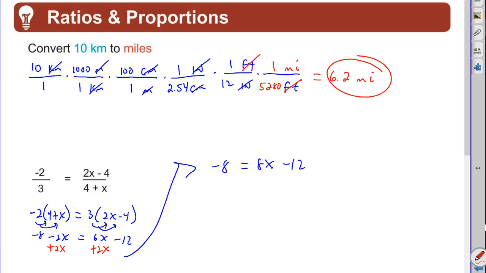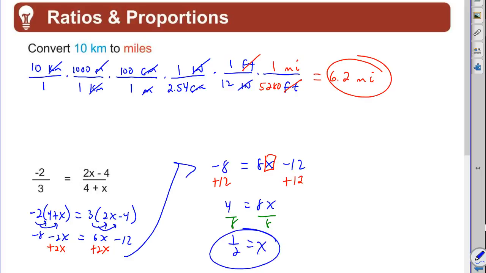Now I'm ready to isolate my variable, right? So let's add a positive 12 to both sides. And I get 4 equals 8x. Let's divide both sides by 8. And we end up with 1/2 equals x. All right? Hey, looked like a hard proportion, but it's not really if you understand that you can cross multiply. Again, I chose one of the harder ones to help you to understand how to solve. All right, ratios and proportions.